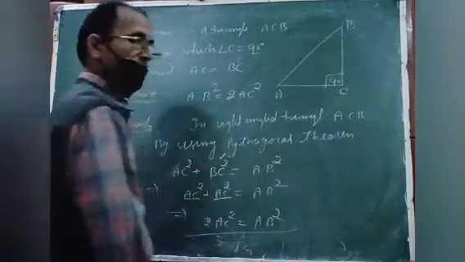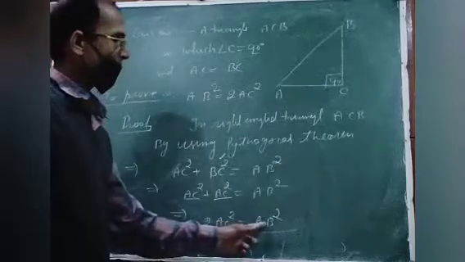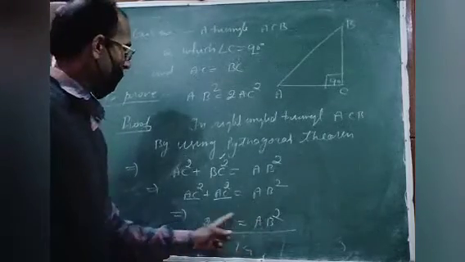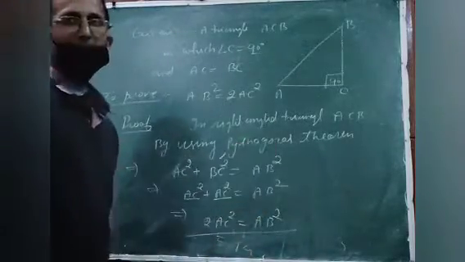So this is the proof. If AB square is written this side, same thing. Don't get confused if sir has written AB square that side. So AB square is equal to 2AC square. It means 2AC square is equal to AB square. So this is the proof.